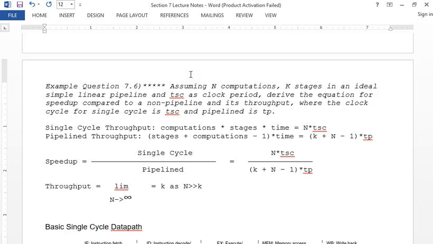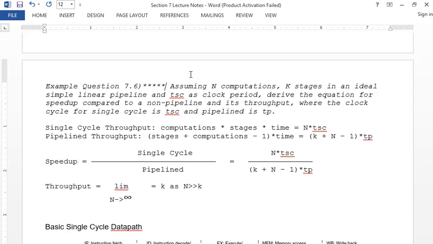The point of this problem is for you to demonstrate mathematically that you understand the ideal speedup between pipelining and single cycle instructions. So assuming n computations, where you could have 1,000,000 computations, and k stages, which in MIPS would be 5, in an ideal simple linear pipe, and TSC is the clock period, so that's time single cycle. Derive the equation for speedup compared to a non-pipe and its throughput, where the clock cycle for each single cycle is TSC and pipeline is TP, right?